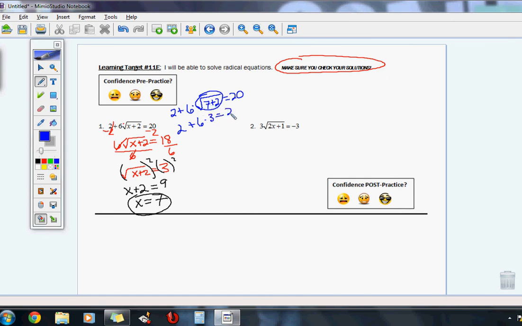Is that equaling 20? Well, we got to do the multiplication first, so that would be 2 plus 18. It is equaling 20. It checks out. This is our answer right here. x equals 7.